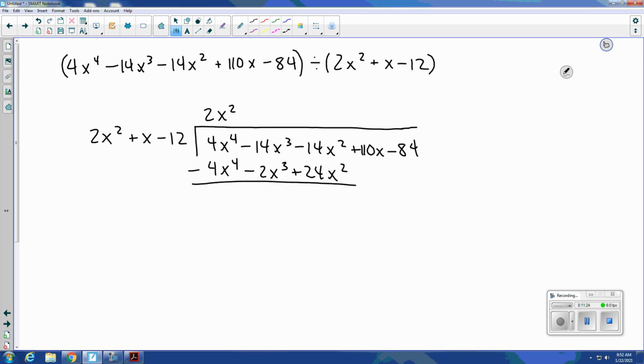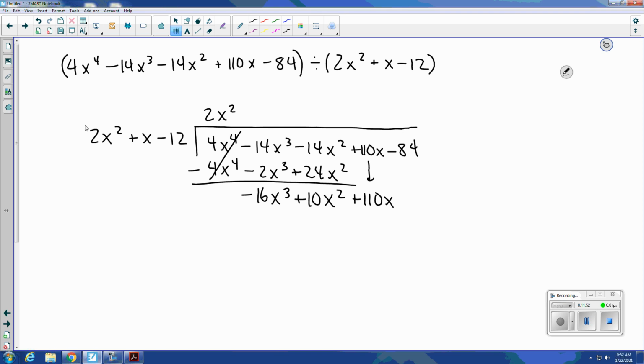Now at this point, these terms cancel. We're going to get negative 16x cubed plus 10x squared. And we bring down the next term. So we want to bring down that next term because we're dividing by three terms. We want to be working with three terms the whole way through. So if I didn't bring down that 110x, I'd only be working with two terms. Now I have a new leading term, so that'll get me my next term in the quotient.